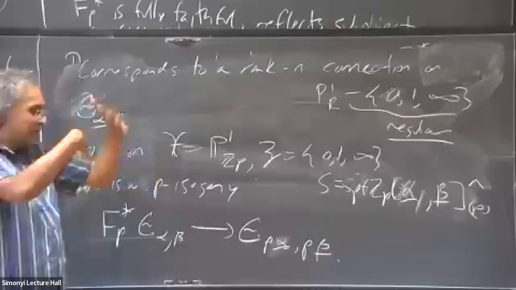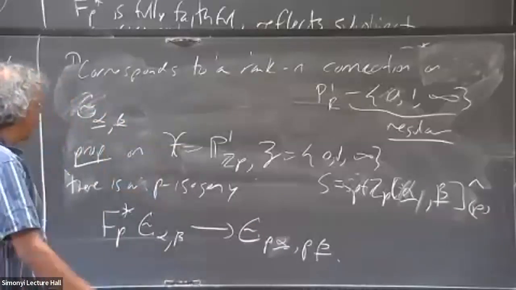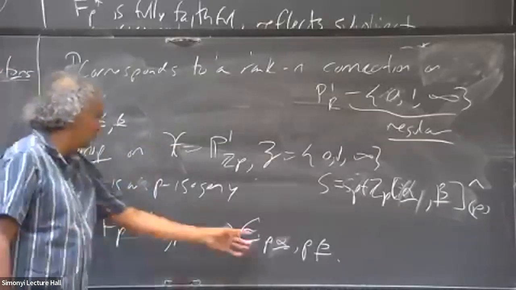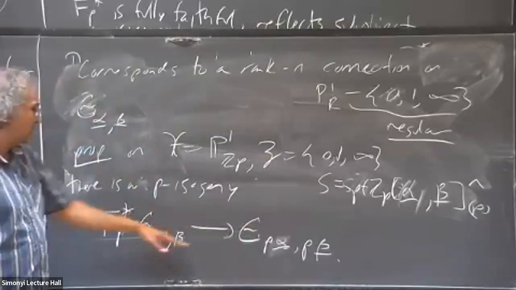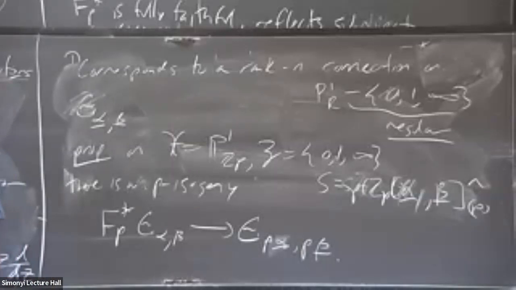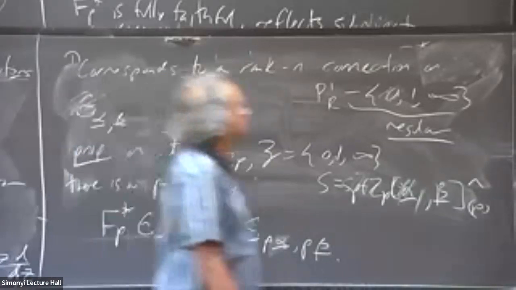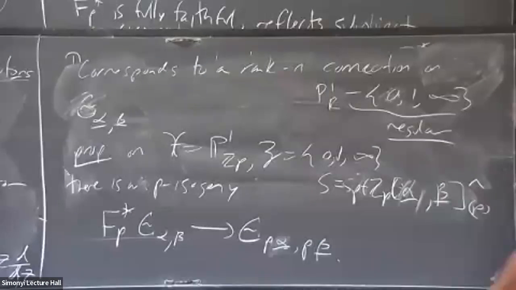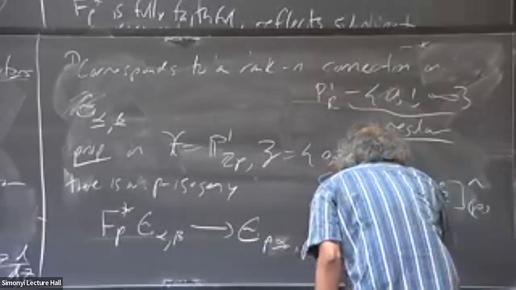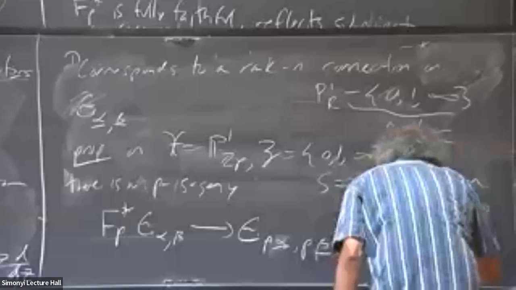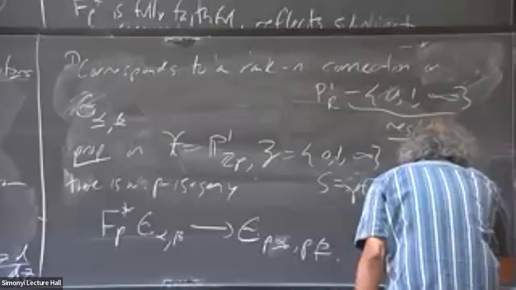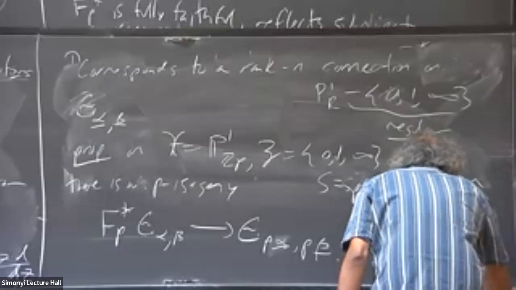So you have to do some p-isogeny to make things match up at the integral level. But you can control this: you can make this injective with the co-kernel killed by p to the n minus 1.